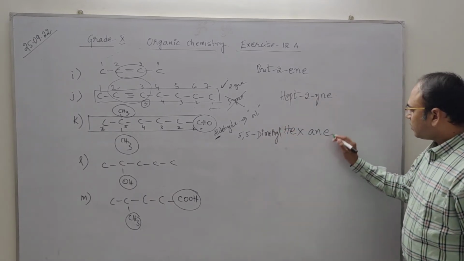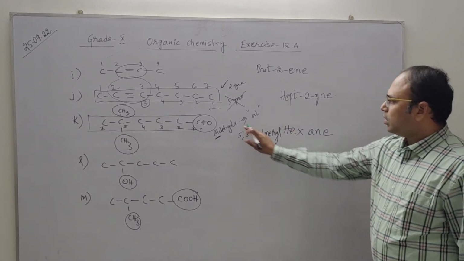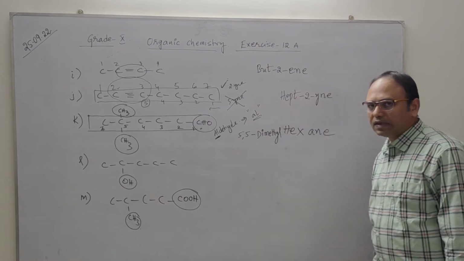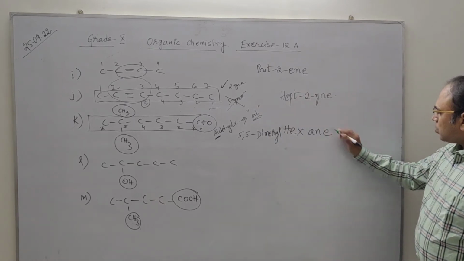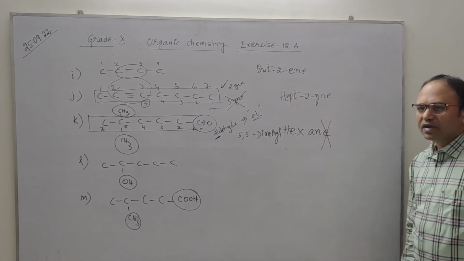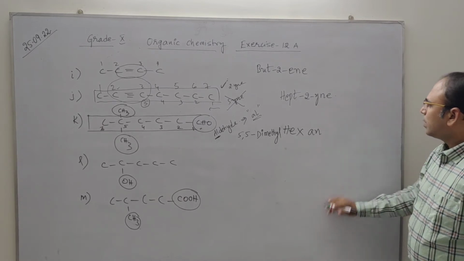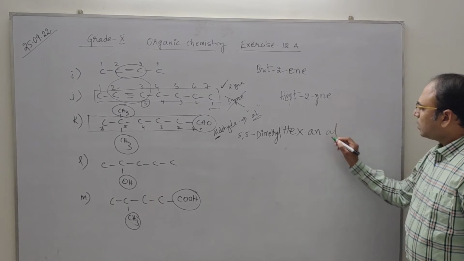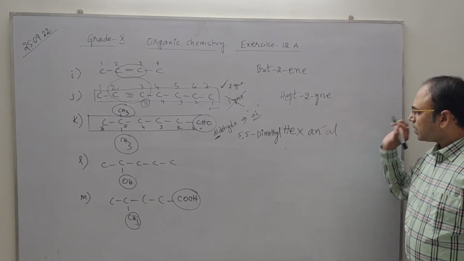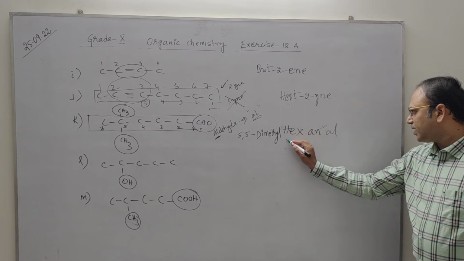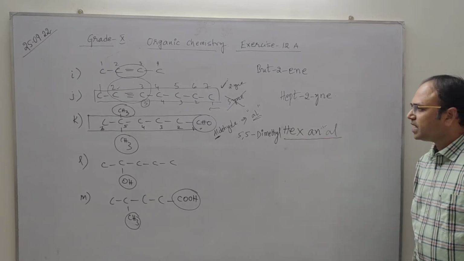You have written hexane. One more important thing, the aldehyde suffix will be used, that is AL. And one more rule, we should not use the terminal E. Therefore, remove E and write it as AL. So you can also mention 1-AL, or you can even write it as hexanal. It is one and the same.